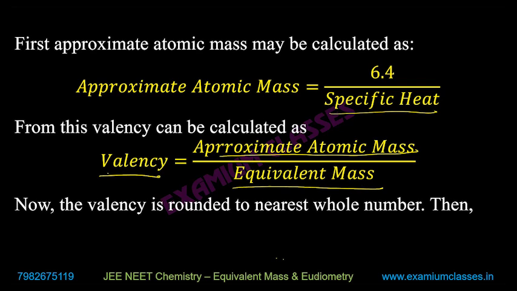Valency cannot be a fraction. Valency will be either 1, 2, or 3. There might be a case that you get the exact value 3, or the exact value 2. It means that the specific heat was given in such a way that you could have calculated the atomic mass directly. But specific heat is not calculated very accurately, so we don't know its exact amount. And what is specific heat? We will be talking about it in detail in the thermodynamics chapter.